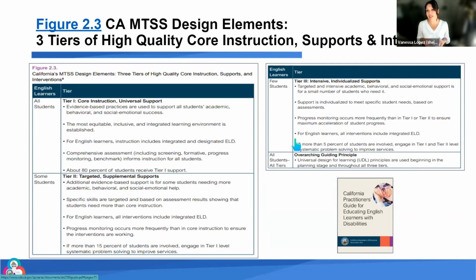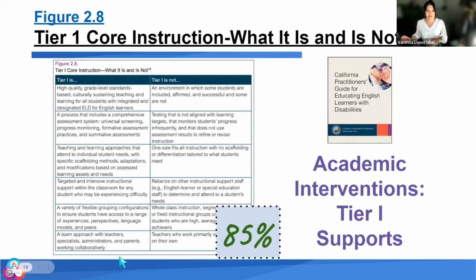Because the support here has to be individualized to meet specific student needs and assessments. The progress monitoring is occurring more frequently than in tier 2, so that we can provide an opportunity for maximum acceleration. And for English learners, again, all interventions, still inclusive of integrated ELD. If you recall from our previous sessions or from your own learning, integrated ELD is that which happens at the same time as grade level content standards in all content areas. You know, those ELD supports where the ELD standards are working in tandem, hand in hand with those content grade level standards.